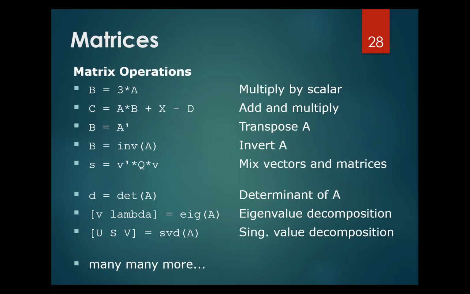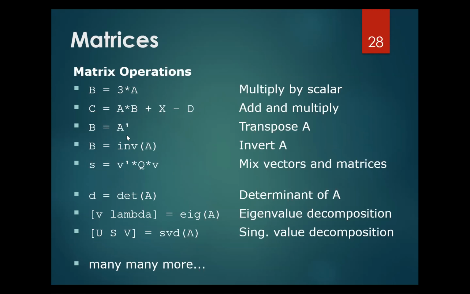You understand how we add and multiply matrices in linear algebra, the algebra that we have done. If you want to use Octave or Matlab to do it, it is very, very simple. For instance, you can say 3 times A to multiply each element by a scalar 3. If you say A times B plus X minus D, it does this algebraic operation for you nicely.